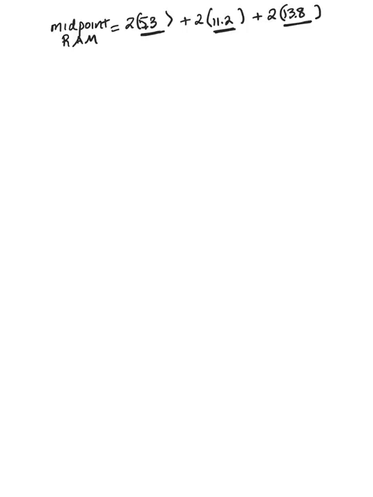So on the next page, if we use a midpoint Riemann sum, we have 2 times the midpoint of the first subinterval, 2 times the midpoint of the second subinterval, and 2 times the midpoint of the third subinterval, which would represent the areas of the rectangles in that subinterval. So we get 2 times 5.3, 2 times 11.2, and 2 times 13.8. And let's just do the math.